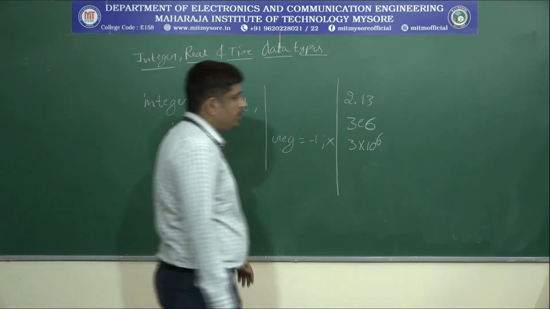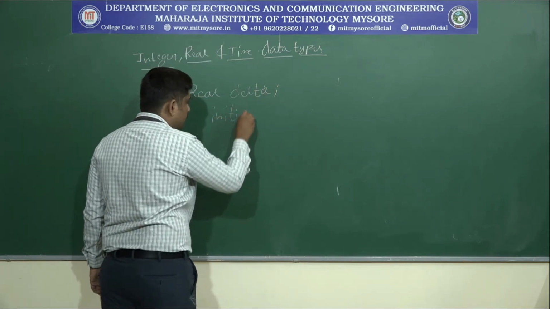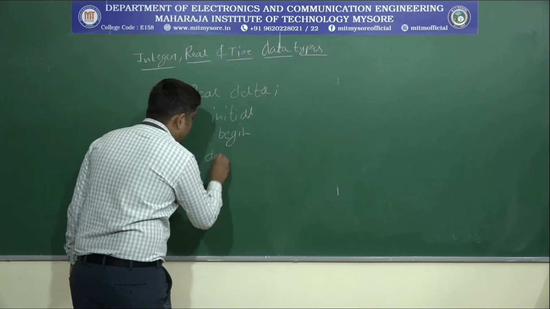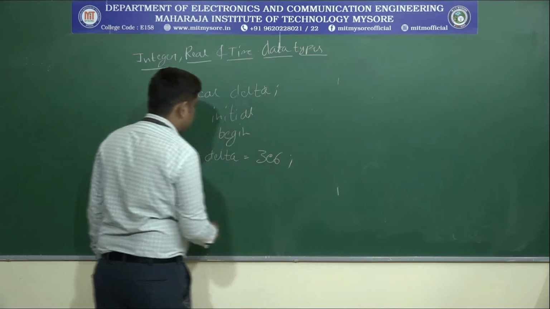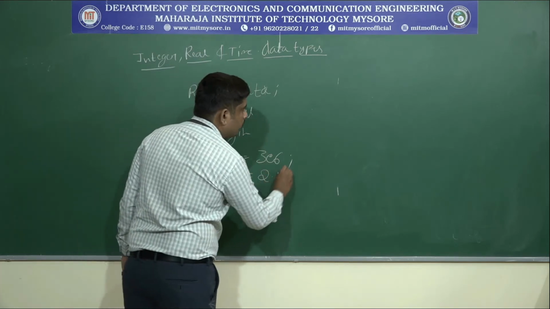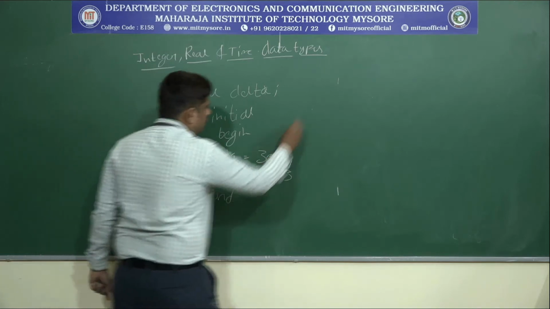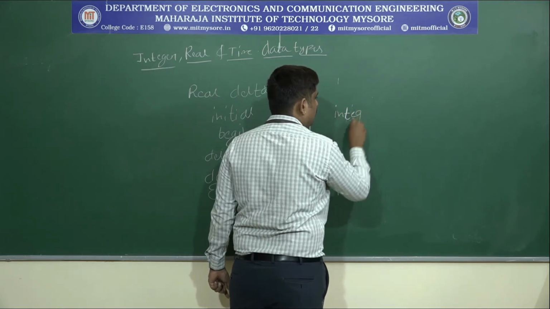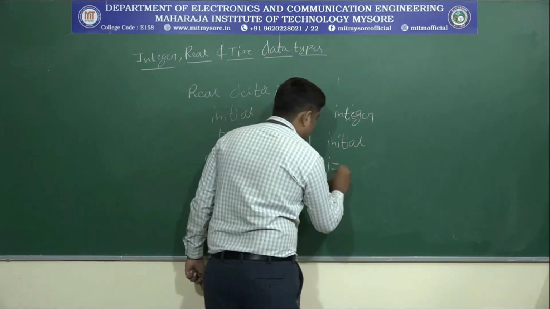Let us take an example for real: real delta; initial, you have to initialize the real here. After initial, write the keyword begin, then delta is equal to 3e6, then delta is equal to 2.13, then end. Suppose we represent it in terms of integer, you have to write integer, initially is equal to.